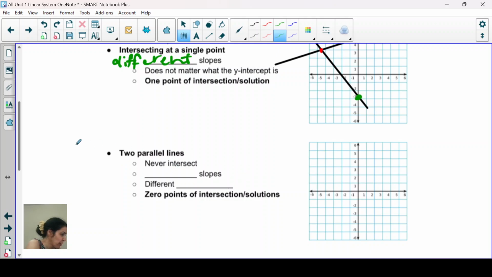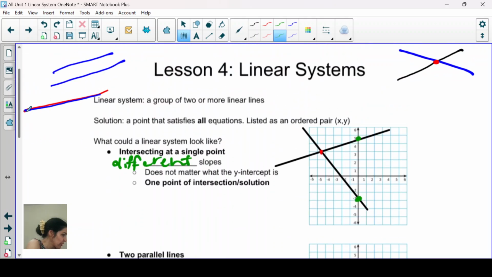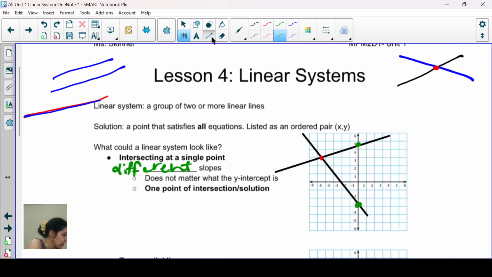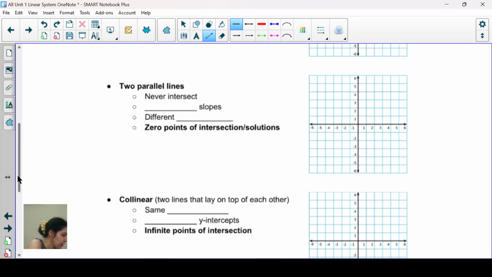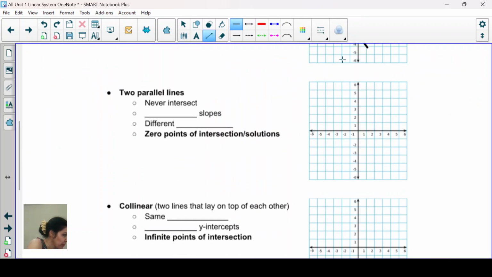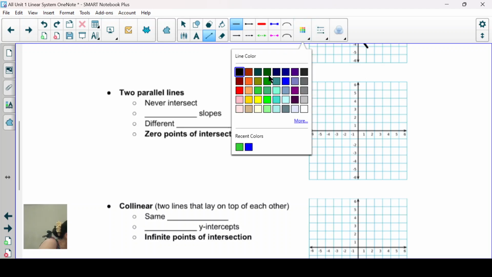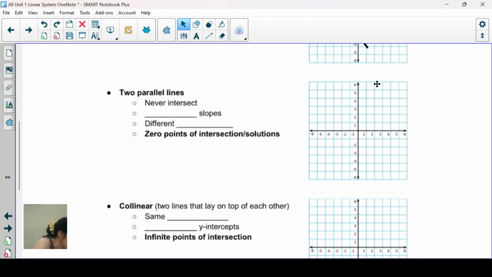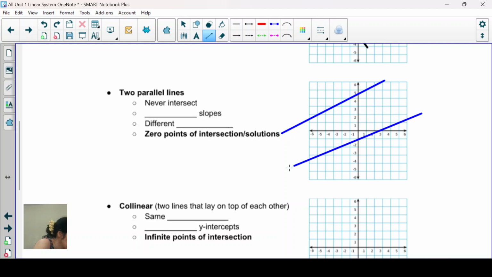And two parallel lines. Notice here, I drew two parallel lines. Two parallel lines, for example, one line here and the other line here. They have the same slope. See, they have the same slope.